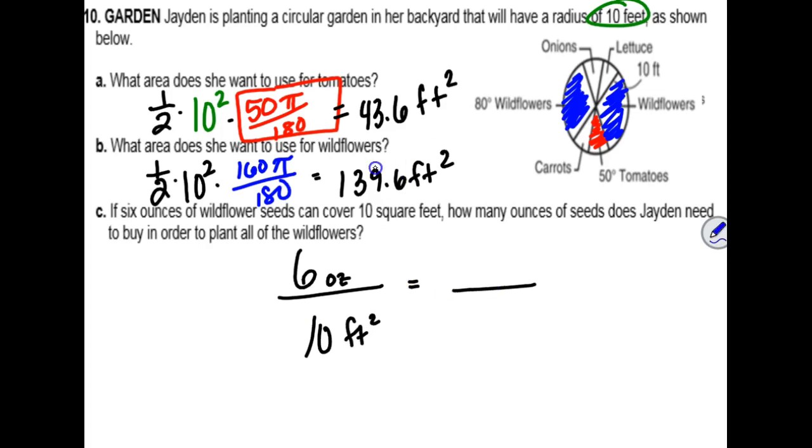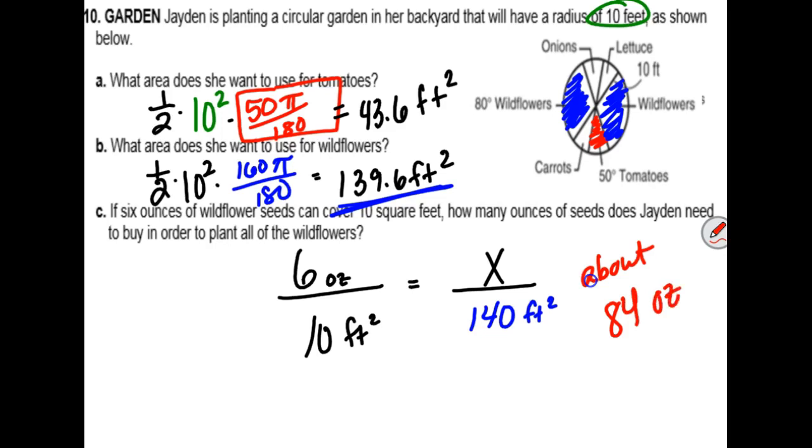So for our wildflowers, we're trying to cover 139.6 square feet. I'm okay with you just rounding to 140 here in our math because this is real life, so when you go to do your calculation, you're probably going to buy more anyway, so who cares? So cross, multiply, and divide. And I think I'm getting like 84-ish, aren't you? Does it round to 84? Am I totally making that up? Okay. So we'll say about 84 ounces of seeds.